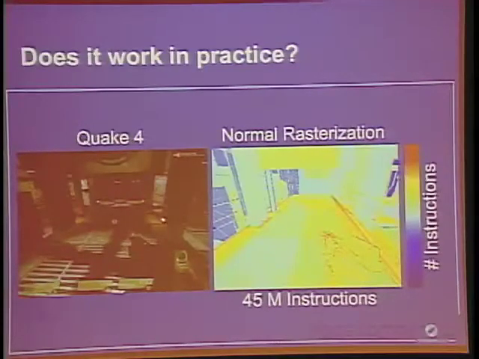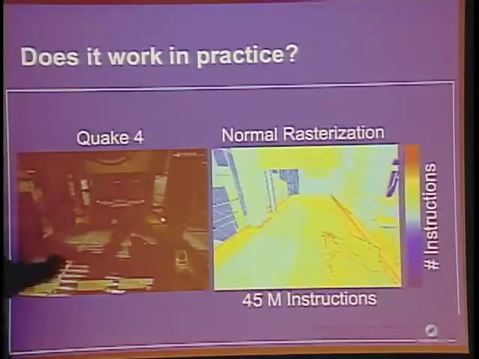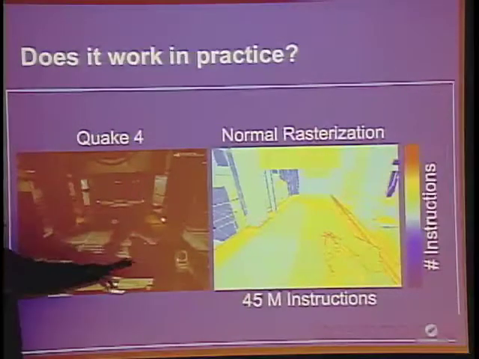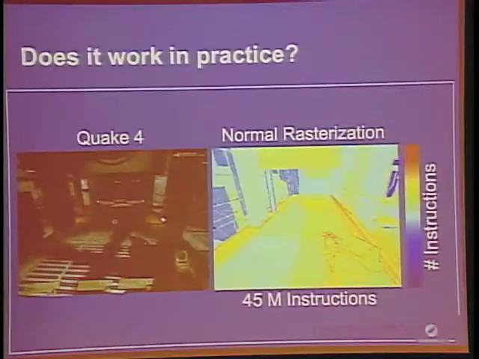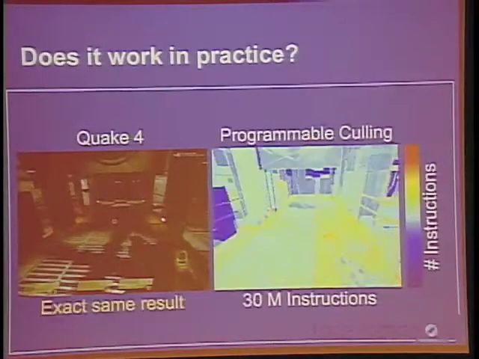What they're looking at here is a heat map of the number of instructions: how many instructions did they run on every fragment? This is pretty hot, all things being considered. It took 45 million shader instructions to execute this scene. And what they found is that when they had programmable culling and were able to throw out entire tiles of stuff, it went way down.